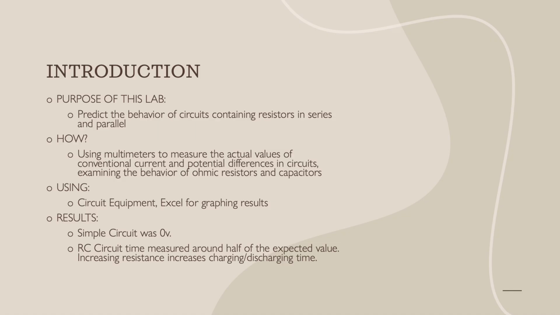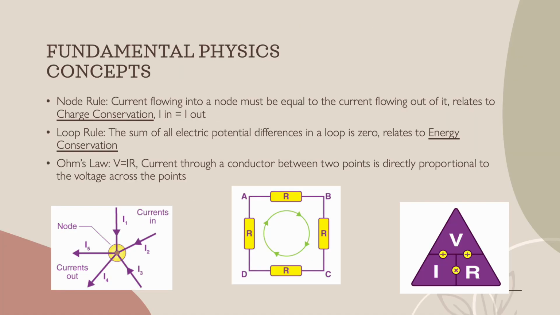And a quick overview of our results: we had two different circuits that we examined. So for the simple circuit, we found that the overall voltage was 0 volts, and then for the RC circuit, time measured was around half of the expected value, and we found that increasing resistance increases charging and discharging time. And some fundamental physics concepts at play here.